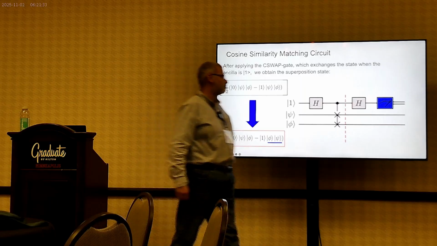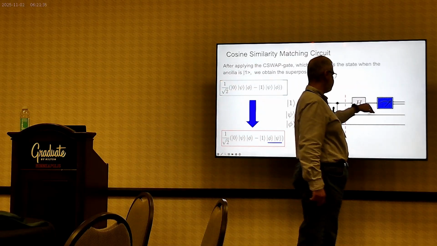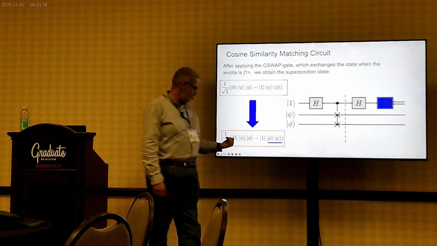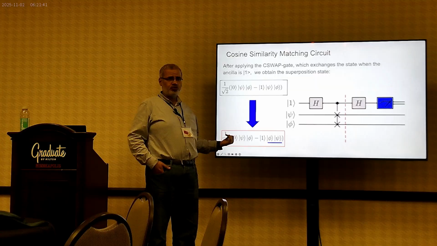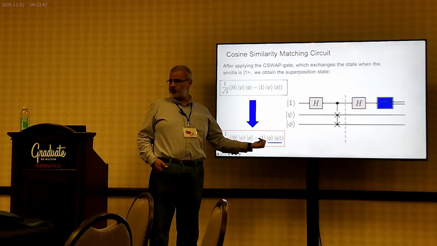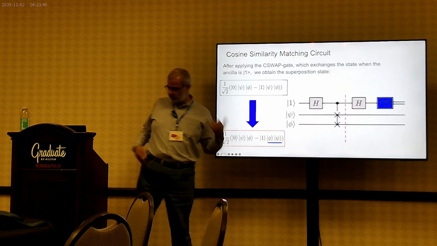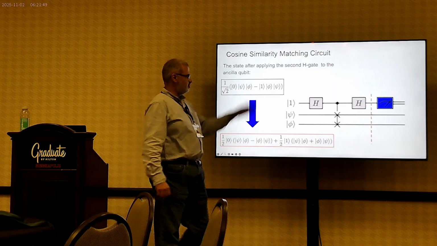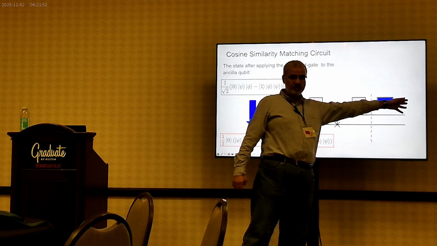What is the next step? Is to apply a Hadamard gate again on the first qubit. What will the Hadamard gate do? It will convert this to an equal superposition with a plus sign, and this to an equal superposition with a negative sign. So this is what we do, and this is the state immediately before measurement.